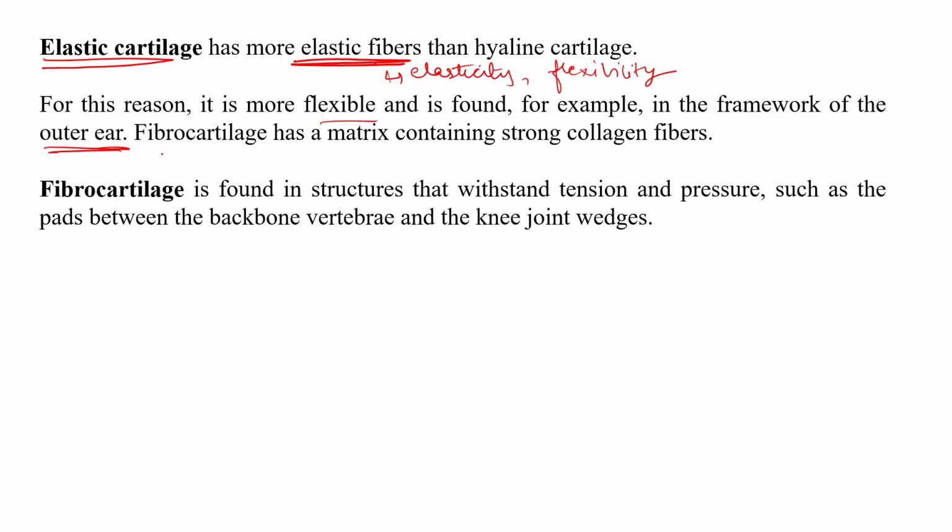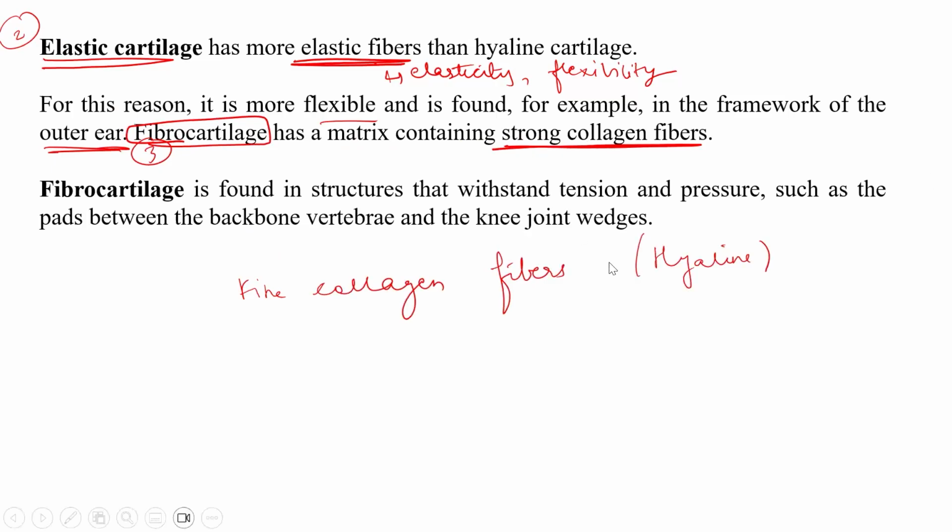Next is the fibrocartilage. This is the third type, fibrocartilage. Fibrocartilage has a matrix containing strong collagen fibers. Unlike the hyaline cartilage that has fine collagen fibers, fibrocartilage has strong collagen fibers, and therefore it can withstand the tension and the pressure, such as the pads between the backbone vertebrae and the knee joint wedges.